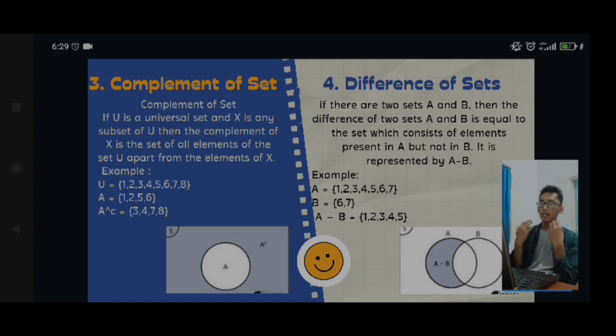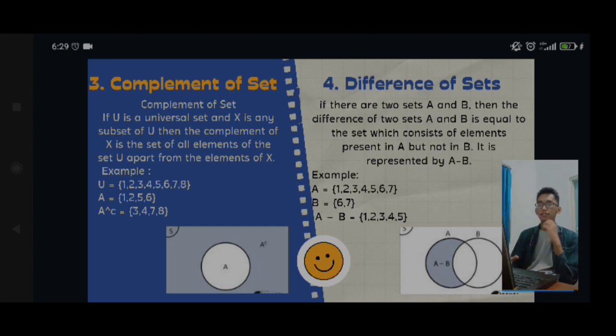So we can actually say that the complement of A is the elements outside of A but still inside of U. In the example, A is only 1, 2, 5, 6, but U has 3, has 4, has 7, has 8. That's why 3, 4, 7, 8, all of them are the complement set of A, or A complement.